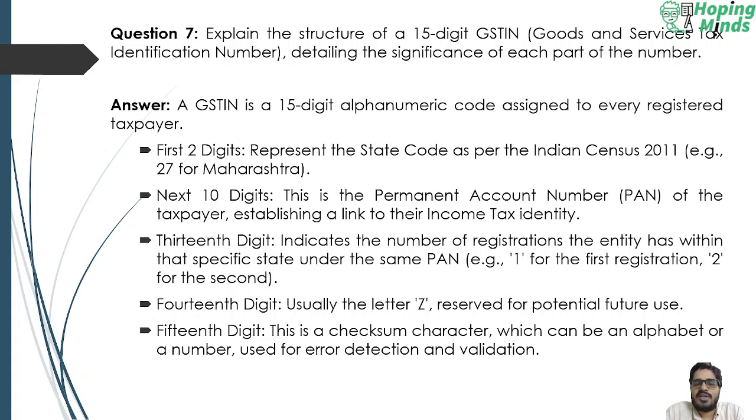Then 14th digit, usually the letter Z reserved for potential future use, and 15th digit is the checksum character, which can be an alphabet or a number used for error detection and validation. So this is the structure of a 15-digit GSTIN.